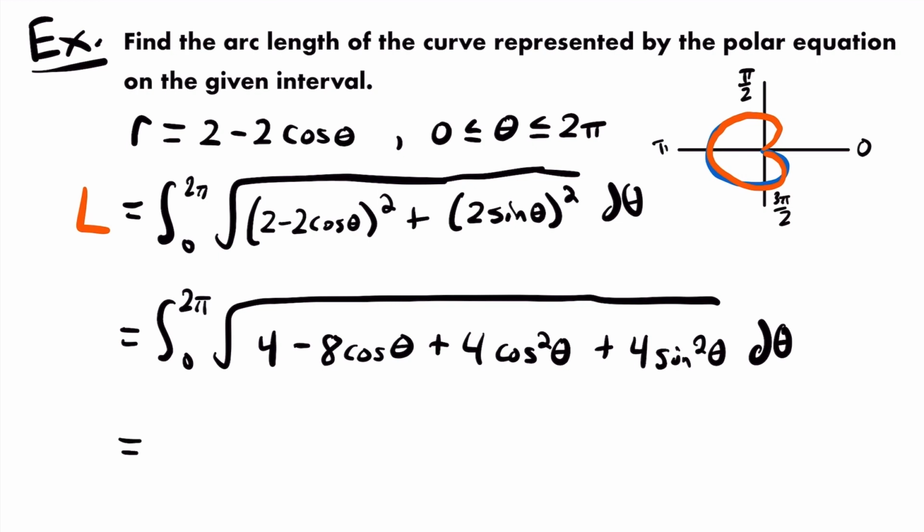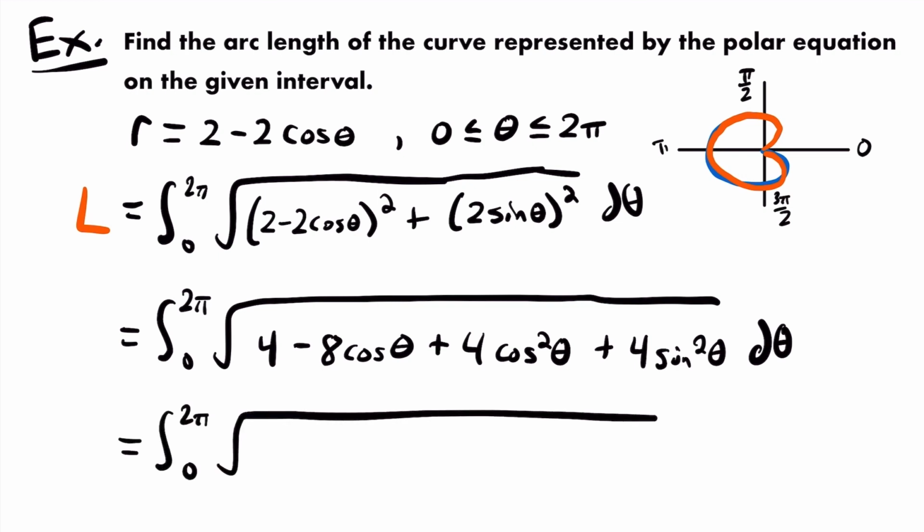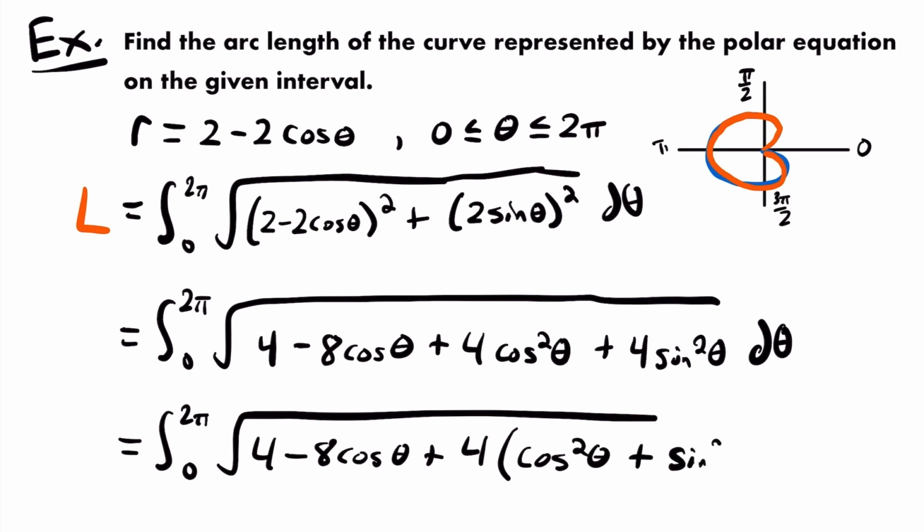And so we'll have that this is equal to the integral from 0 to 2 pi of the square root of 4 minus 8 times cosine theta plus 4 pulled out of cosine squared theta plus sine squared theta. All right, and then we have d theta. Now that we pulled 4 out of those two terms, cosine squared theta plus sine squared theta is just equal to 1. So we have 1 times 4, and so this last term will just be 4. All right, so this quantity just becomes 1.